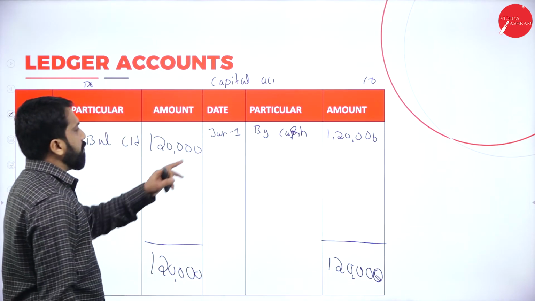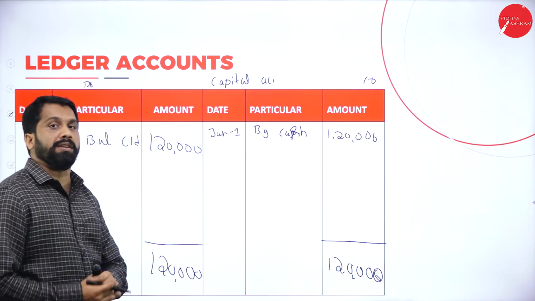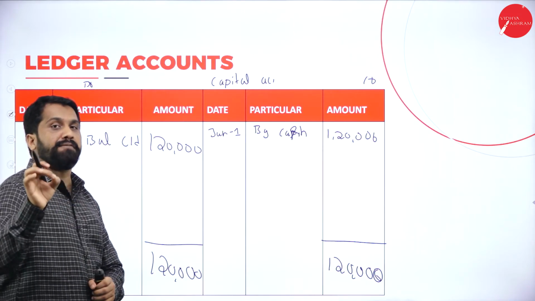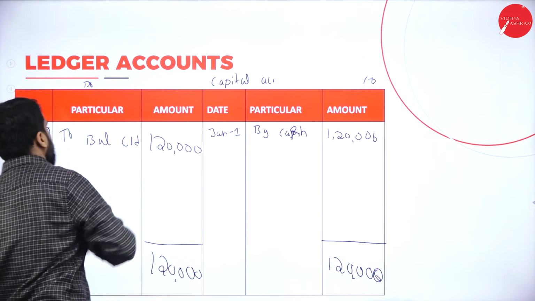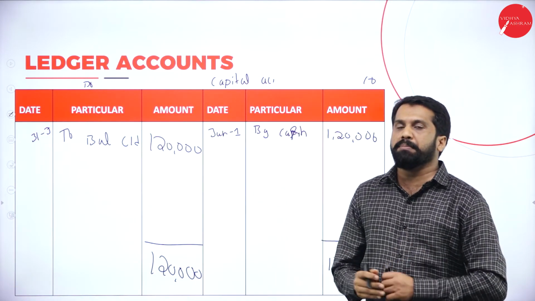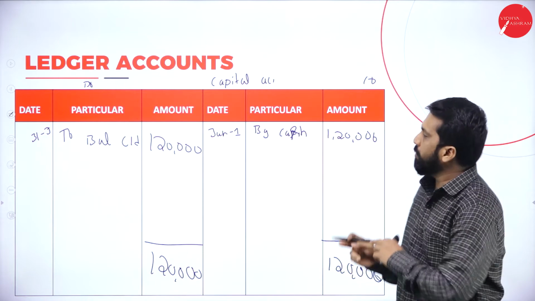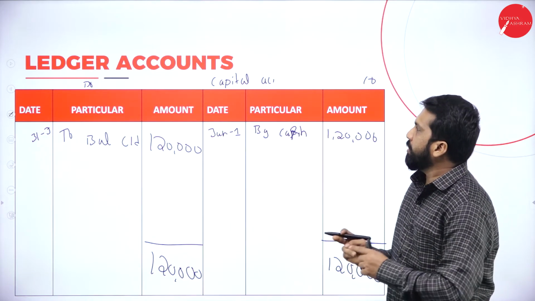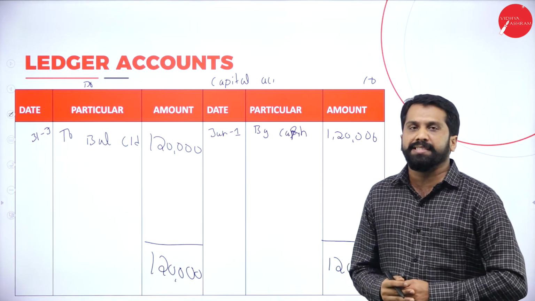Now, you are doing January, so what date should you write? 31st January. Up to this, any doubt? Hopefully up to this there is no doubt. Now we are done with these things. Your capital account is done.